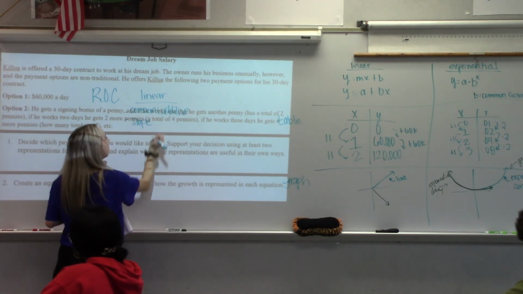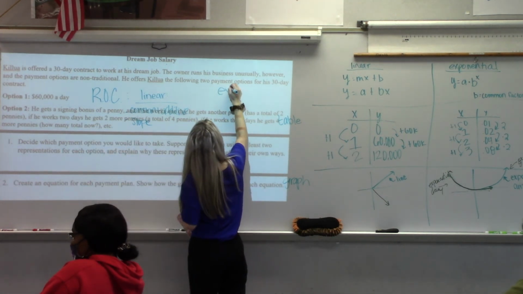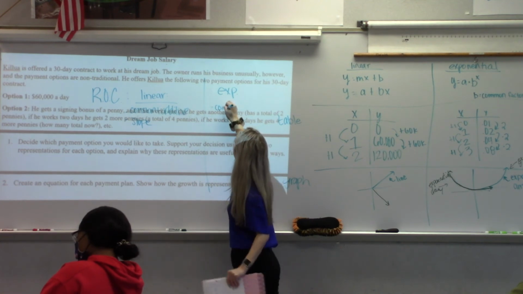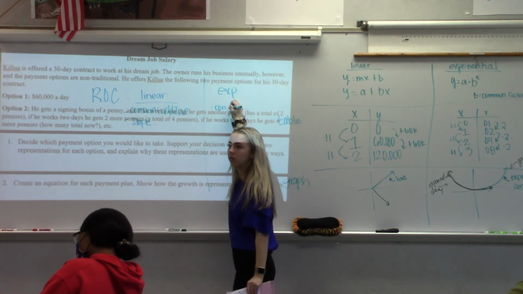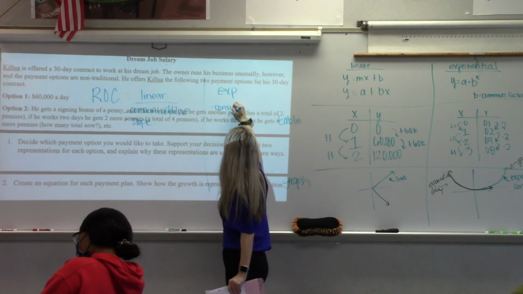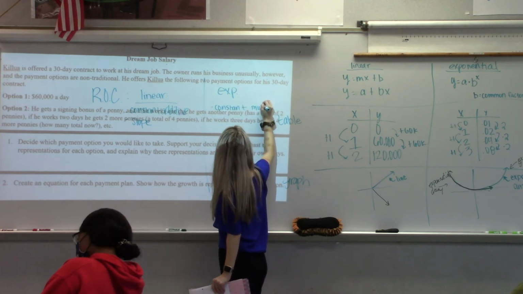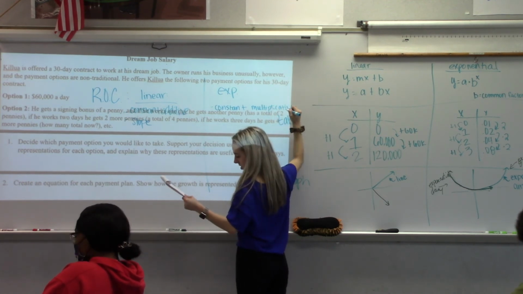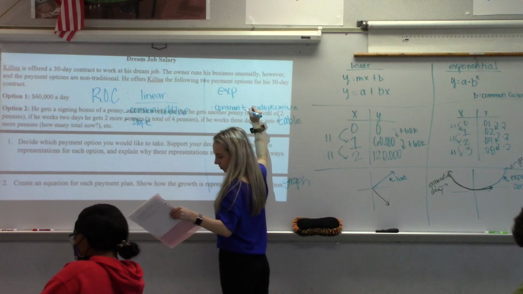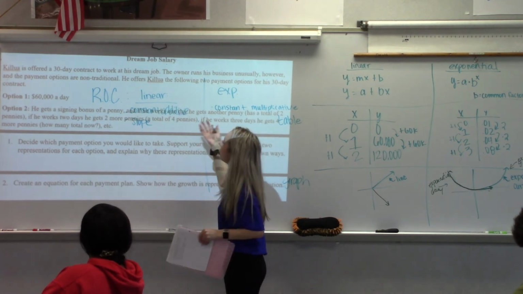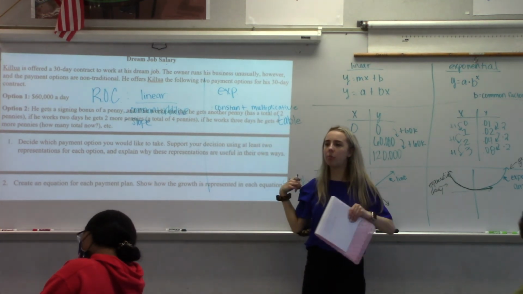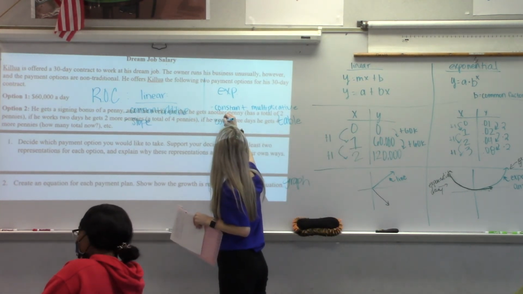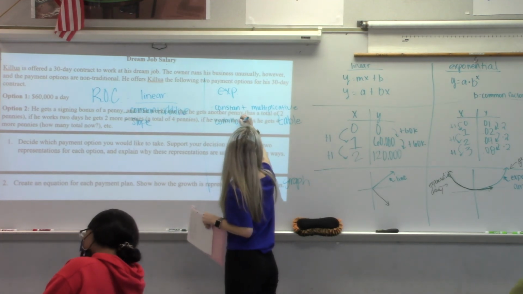Okay, and then for exponential functions, what kind of rate of change? What kind of multiplication? Right, so it's a constant multiplicative rate of change, and then instead of a slope, we're multiplying by that common factor.